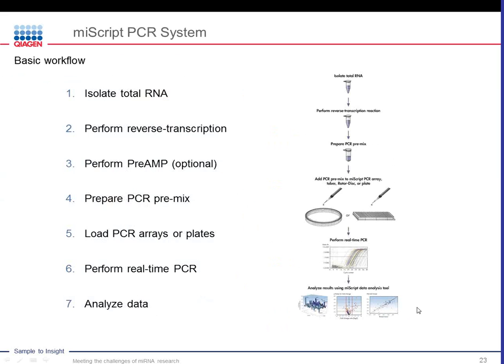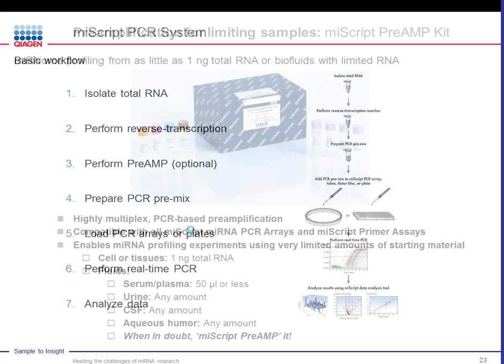Here we have the basic workflow of the miScript system. First, you isolate total RNA. Then you perform reverse transcription. Step 3, you can perform PreAMP if your samples demand it. Step 4, you prepare your PCR premix. Step 5, you load your PCR arrays or combine the mix with your individual assays. Step 6, you perform real-time PCR. And step 7, you analyze your data.